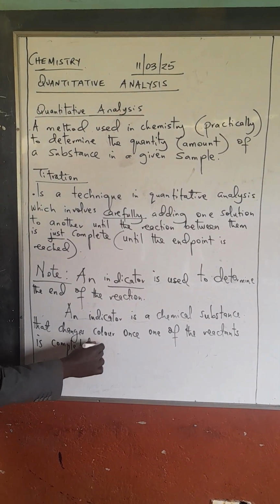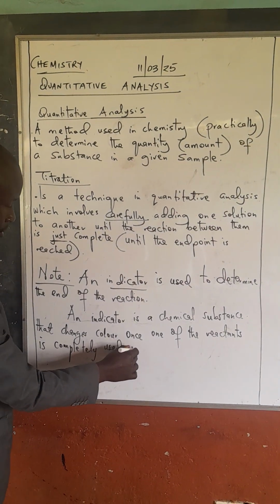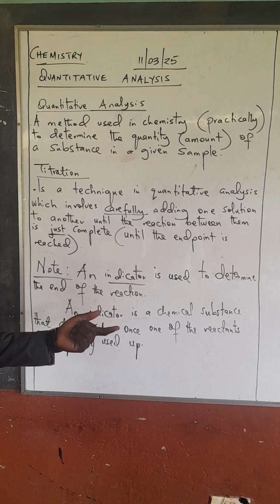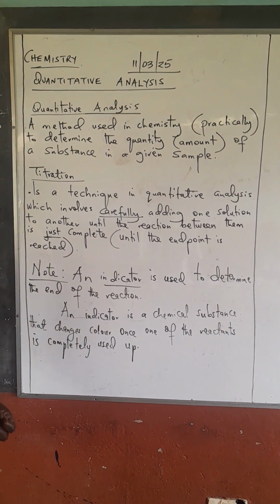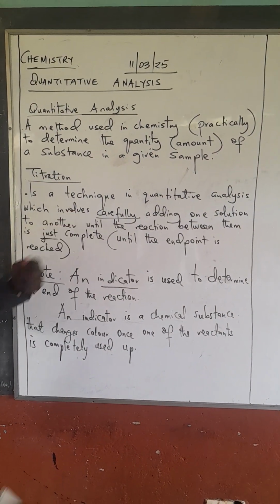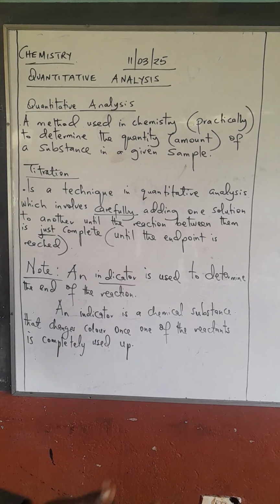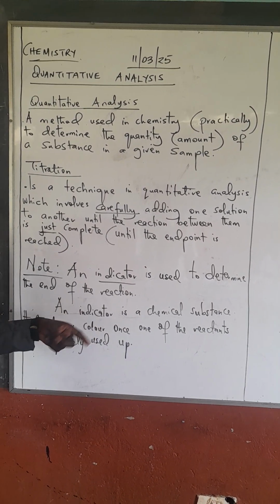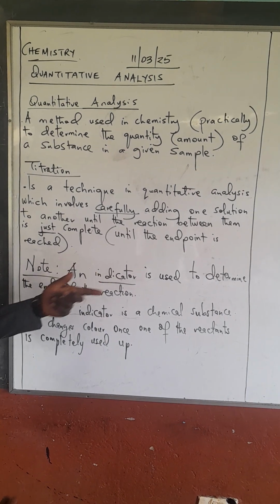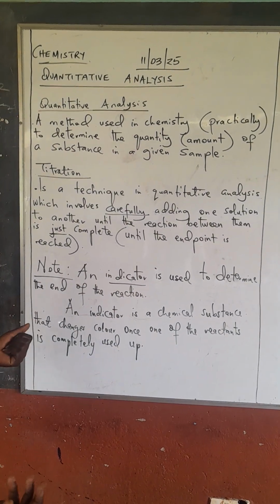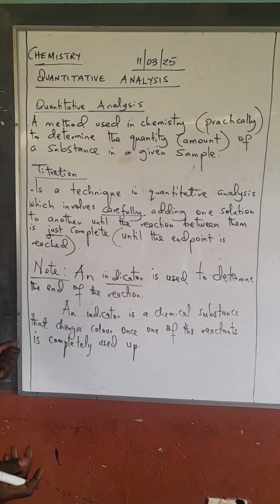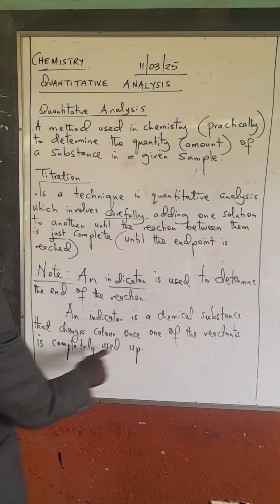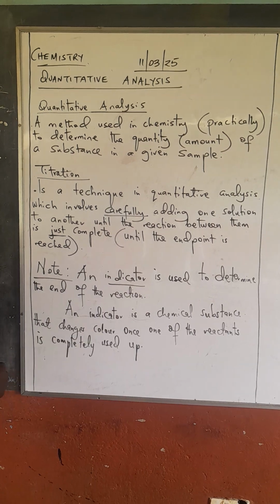So you are reacting substance A and substance B in terms of solutions. So you are carefully adding one of them to the other. Once the other one is completely used up, the indicator changes color. So when it changes color, if you continue adding the other one, you will be wasting time because no more reaction will take place. So we say an indicator is a chemical substance that changes color once one of the reactants is completely used up.